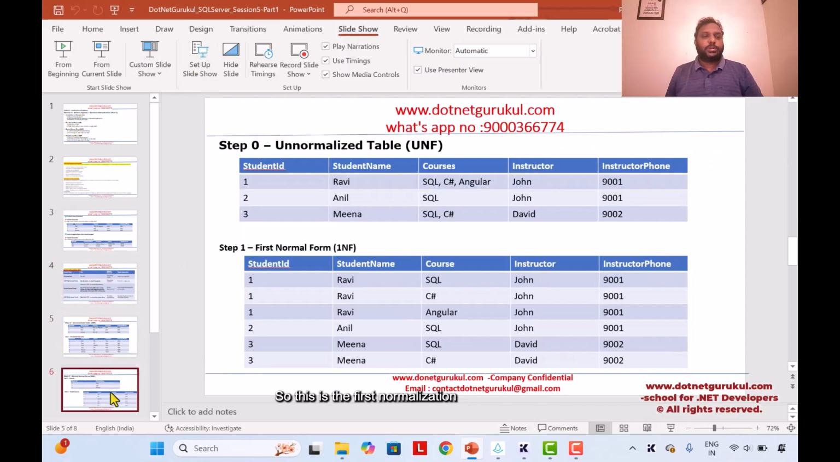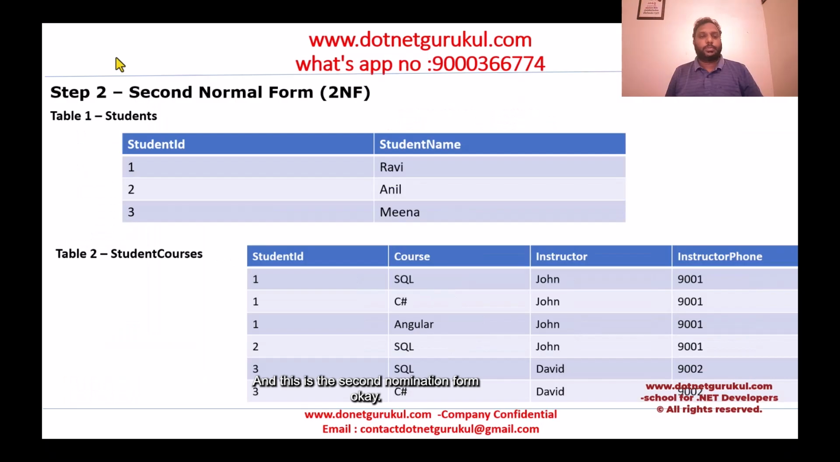So this is the first normalization form, and this is the second normalization form. If I want to find the phone number here, first, based on the student ID and the course, I need to find the instructor, and from the instructor I need to find the phone number. That is the transient dependency, which is the problem here. So I will split the second table into another 2 tables: the student ID, course, and instructor in one table, and the instructor and the phone number in another table. That's the third normalization form that we need to apply.